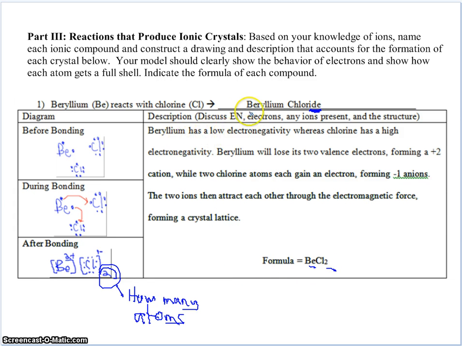Let's read the description. It says discuss electronegativity, electrons, ions, and the structure. Beryllium has a low electronegativity, check, whereas chlorine has a high electronegativity. I know that from my periodic trends. Beryllium will lose its 2 valence electrons, forming a +2 cation. Now they're discussing ions. While 2 chlorine atoms each gain an electron, forming -1 ions. The ions then attract each other through the electromagnetic force, forming a crystal lattice. That's the structure. So it seems like they've got each one of those.